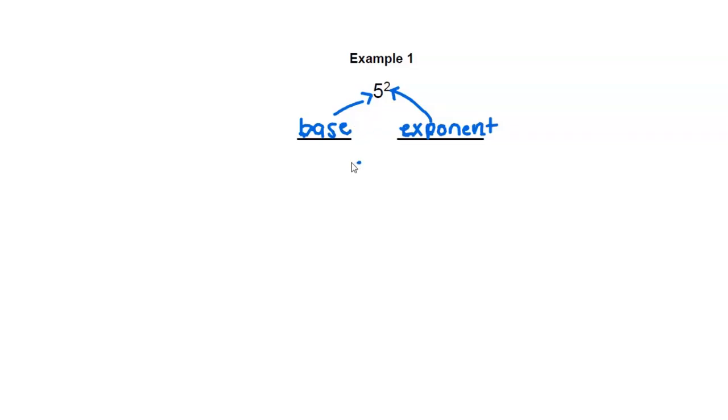So this means that I'm going to multiply the number 5 times itself 2 times. So the base is the number that you're multiplying. The exponent tells you how many times to multiply that particular base. So 5 times 5 is 25, which means that 5 to the second power, or 5 squared, is also 25. So 5 squared is another way of writing 5 times 5.